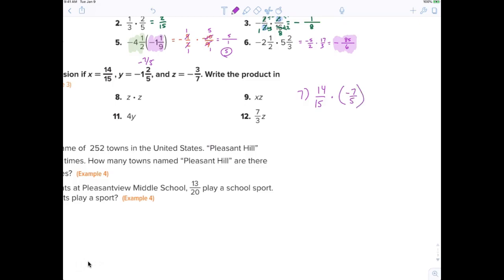Negative 7 over 5, like that. Do I really have to have the parentheses? No, but why do we put parentheses? Because I don't want you to think it's what? What operation might look like? Yeah, it could look like subtraction. You see what I'm saying? That's why generally they put parentheses.